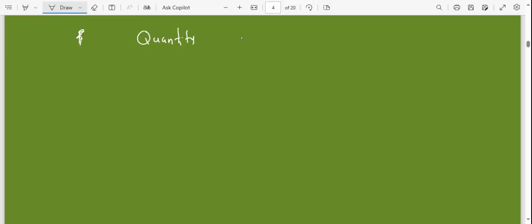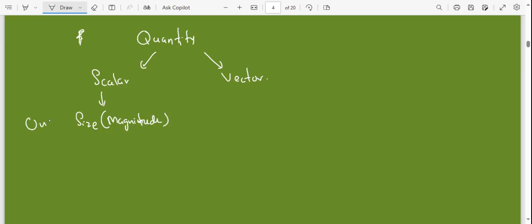For example, length, time, temperature, speed, anything that we can measure, we call a quantity. Now these quantities generally we can divide into two types: scalar quantities and vector quantities. Scalar quantities only have a size. Another name for the size is magnitude. And vector quantities have both size and direction.